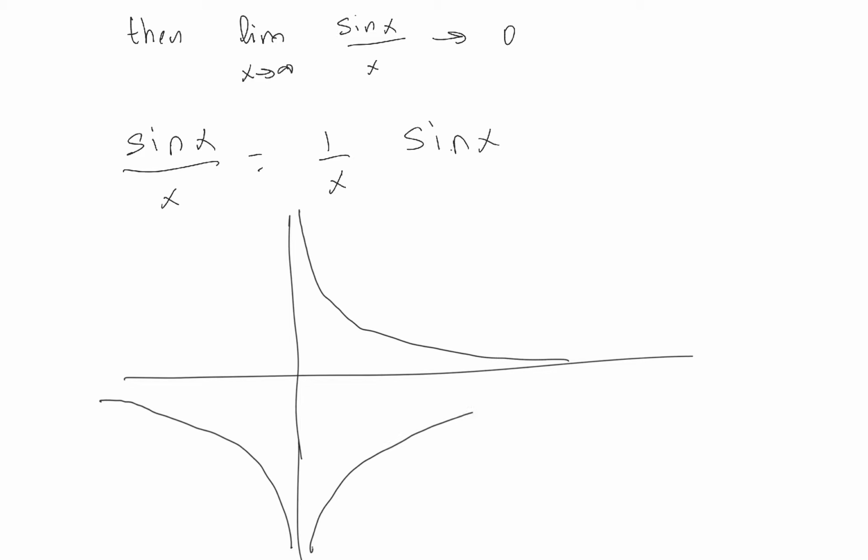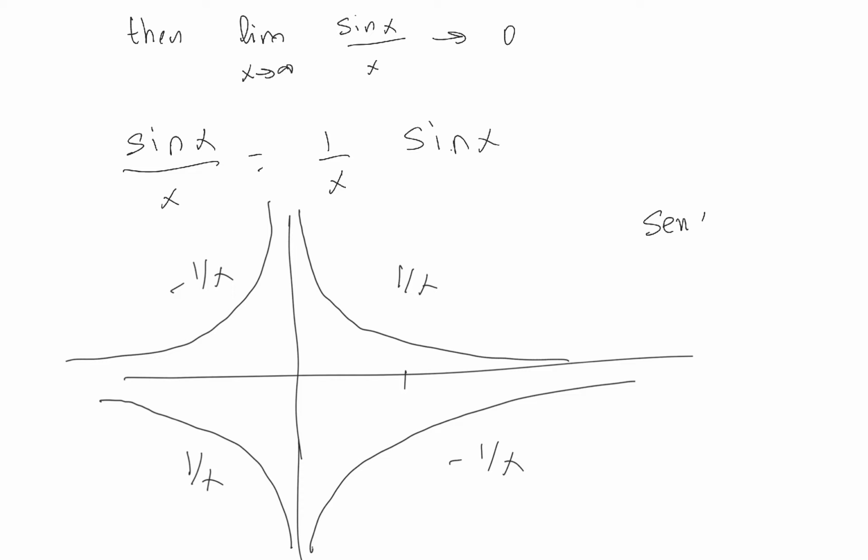Minus 1 divided by x is this function. Minus 1 divided by x. So this is 1 divided by x for positive values, this is 1 divided by x for negative values, and this is minus 1 divided by x for positive values. And sine of x: the limit when x approaches 0 of sine of x divided by x approaches 1.